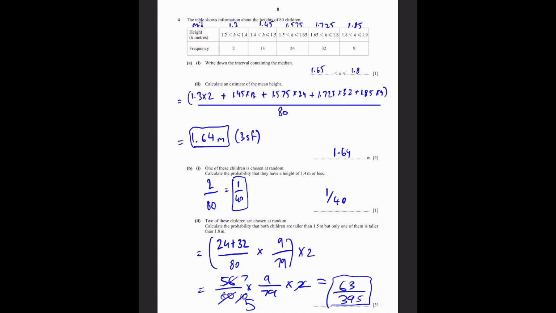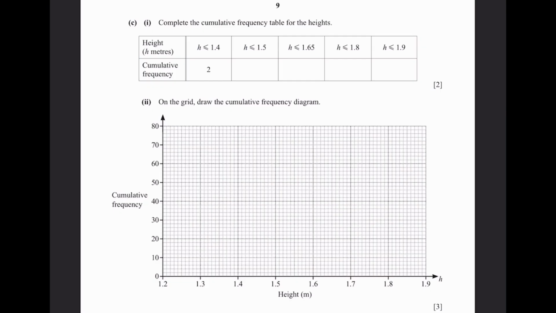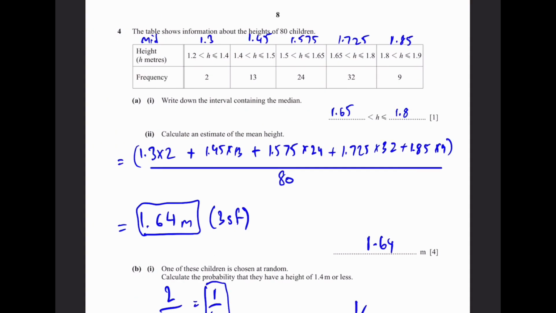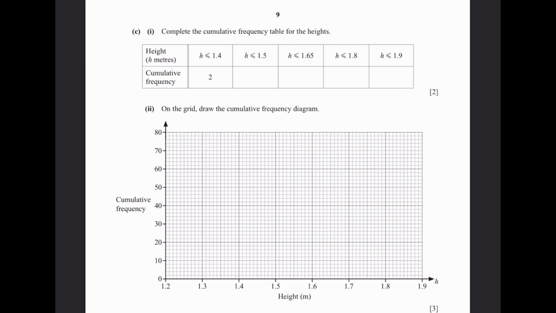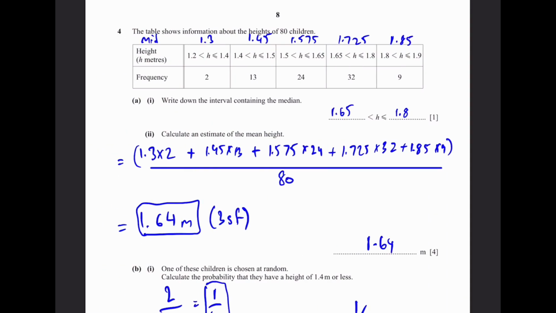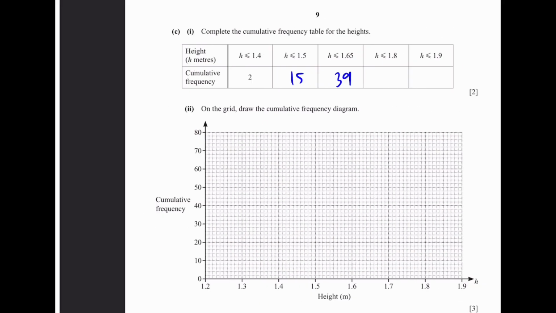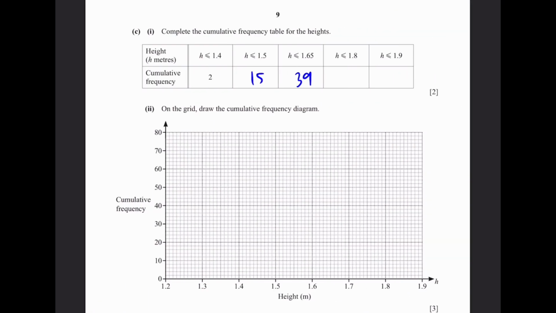Let's go to part C. 1. Complete the cumulative frequency table for the heights. So let's go here and find the cumulative frequency, or the addition of the frequencies. So less than or equal to 1.5, that's 13 plus 2, 15. And then this 15 over here, we add with the next value, 24, to get 39. And then 39 plus 32, which is 71. And then 71 plus 9, which is 80.